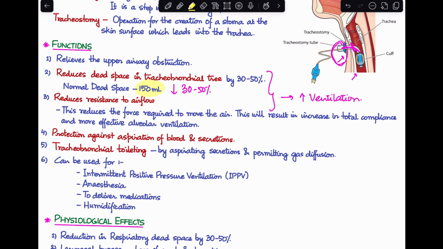You can just aspirate all the secretions and permit gas diffusion. And lastly, tracheostomy can be used for giving intermittent positive pressure ventilation, for giving anesthesia, for delivering medications, and even for humidification. So, these are all the functions of having a tracheostomy.